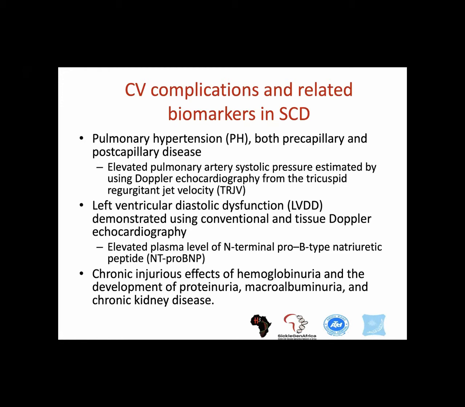In addition to that, we can use a blood biomarker like NT-proBNP, which is released as a result of stress on the wall of the heart, and can be measured in the blood and the level determined. Of course, because of the close relationship between the heart and the kidney, we will not forget to mention the chronic injurious effects of globinuria and proteinuria in these patients, and the eventual development of chronic kidney disease.